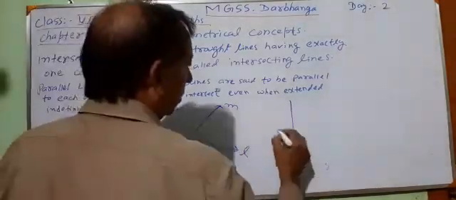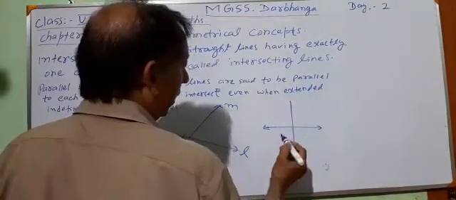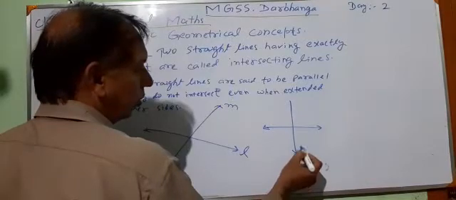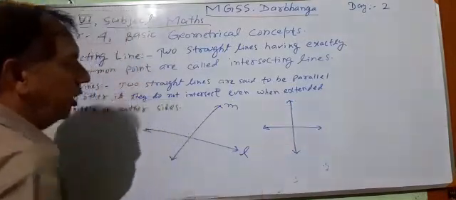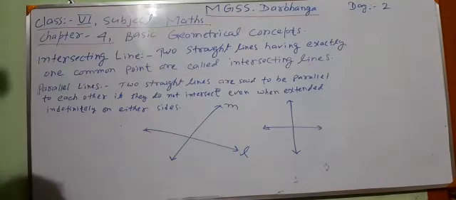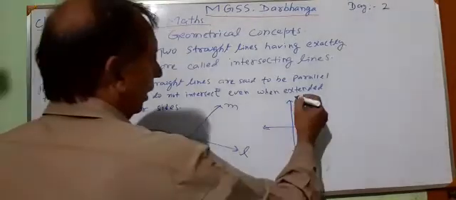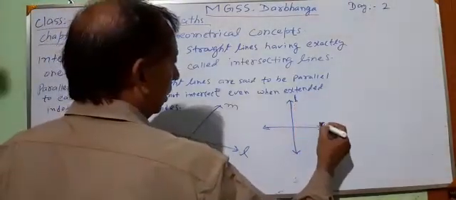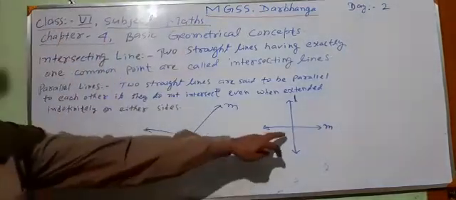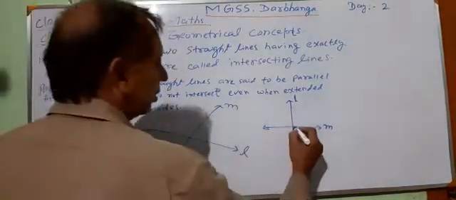We can draw it anyway. Whenever we have to draw a line, we must remember we have to give an arrow on both ends. If an arrow is there on both ends, then it will represent a line. Otherwise, it will represent either a ray or a line segment. One line is L, the other line is M. Both lines intersect at one point P. This is a common point.